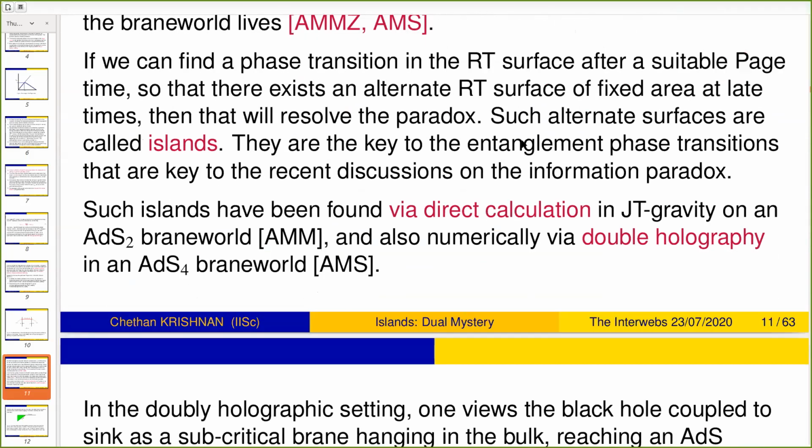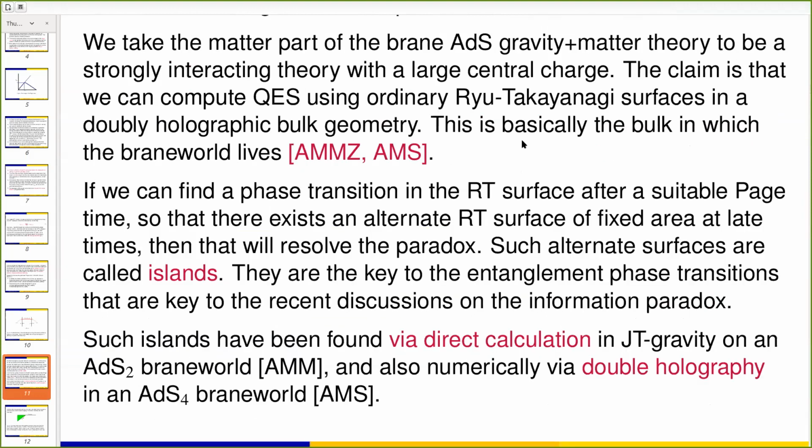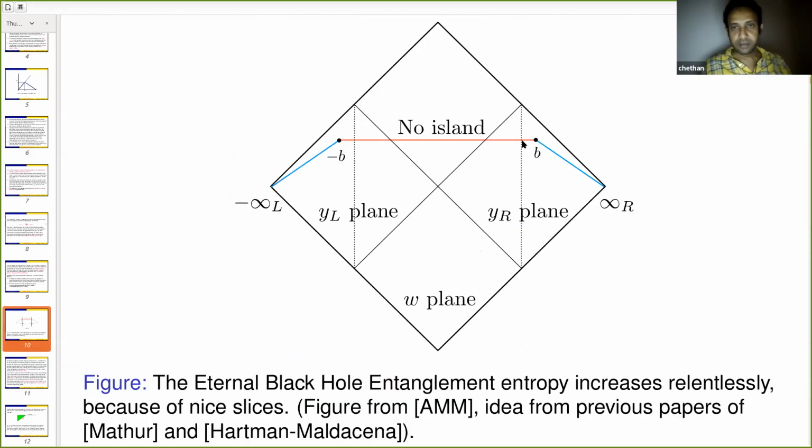So the question in the previous diagram: can you explain what is the boundary subregion for which the red line is the RT surface? So essentially, it's minus infinity to minus b, and b to infinity. These two segments. The way to say that is basically this is a calculation that is done directly. This is not a holographic calculation.